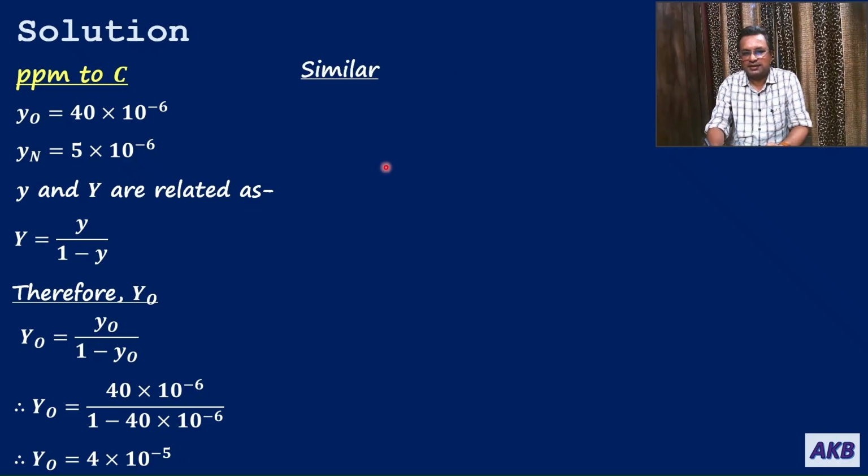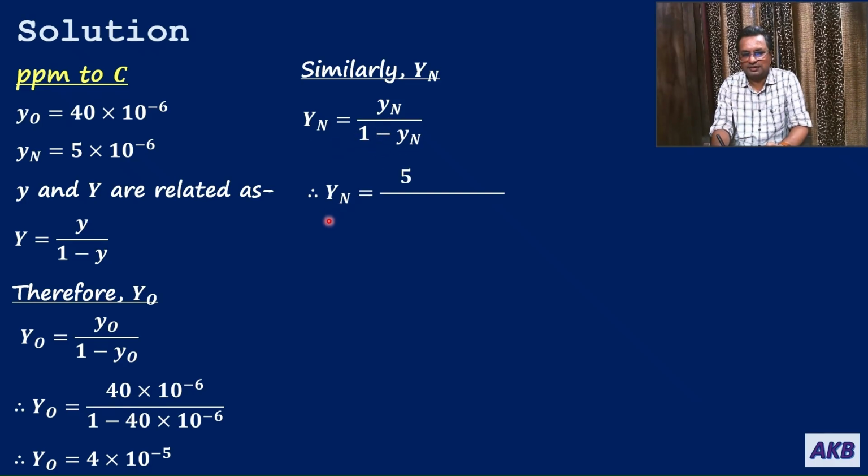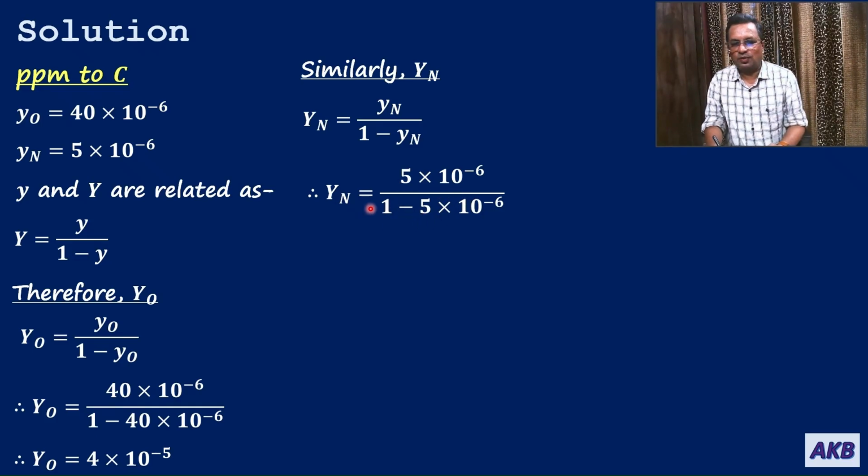Then similarly you can get capital Yn. Capital Yn is small yn divided by 1 minus small yn. So capital Yn is equal to 5 into 10 to the power minus 6 divided by 1 minus 5 into 10 to the power minus 6. That is capital Yn is equal to 5 into 10 to the power minus 6.